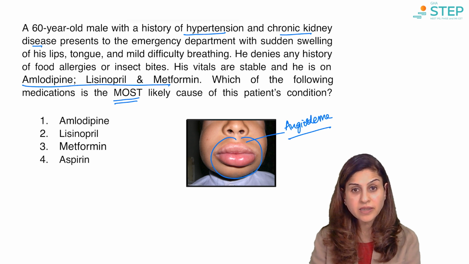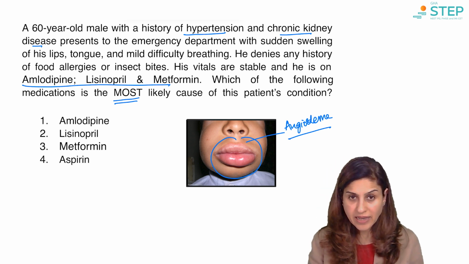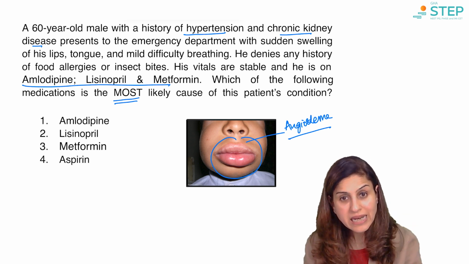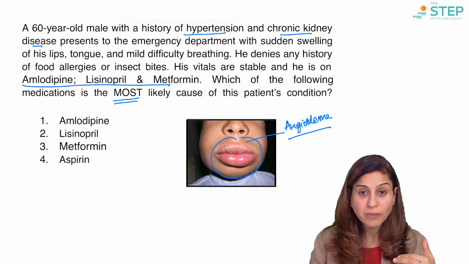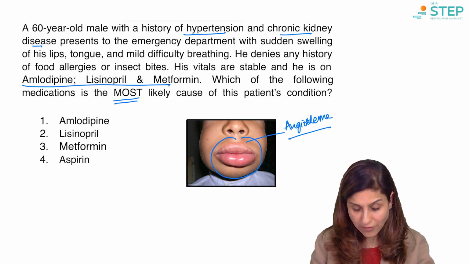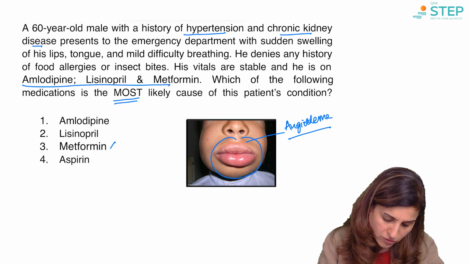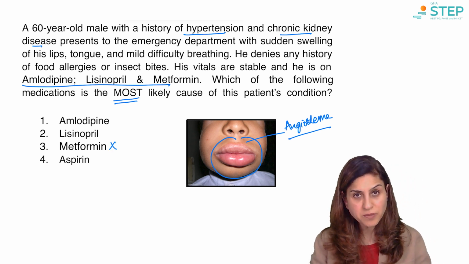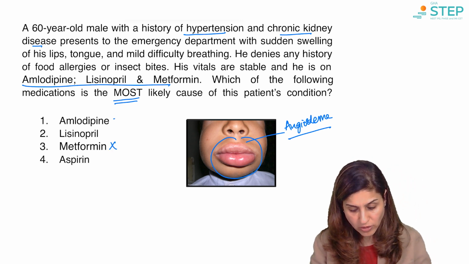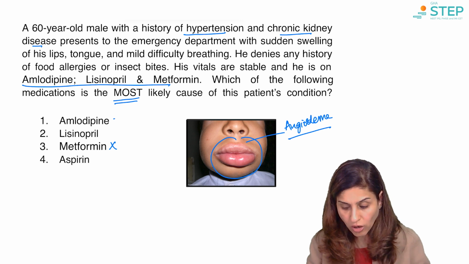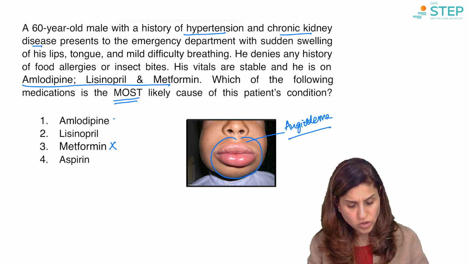Now, the question is most likely. There can be certain drugs which also cause it in rare cases, but we have to mark which is the most likely culprit of causing this angioedema. Out of them, outright what we rule out is metformin. Metformin is used for management of diabetes mellitus, right? It's a biguanide. So there's no way it causes angioedema.